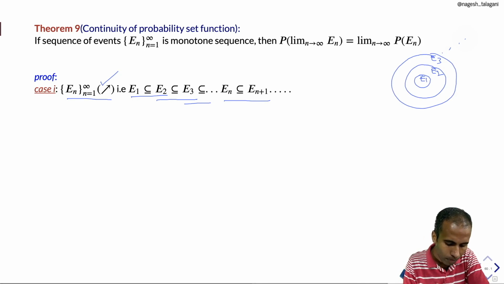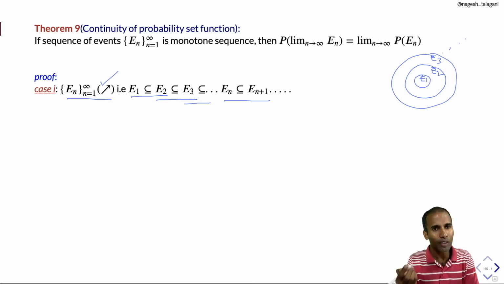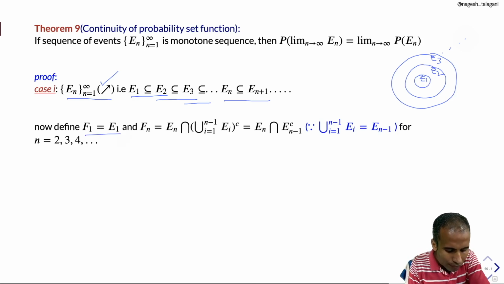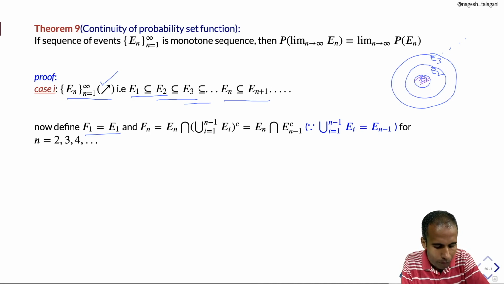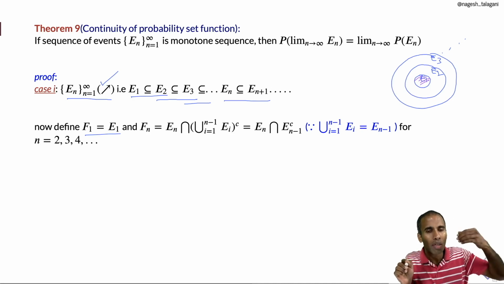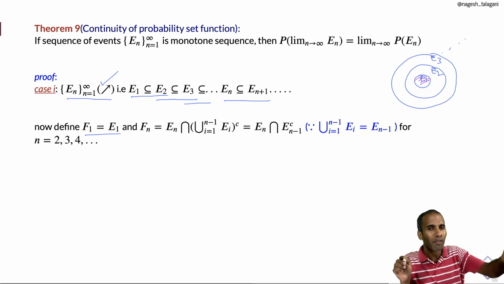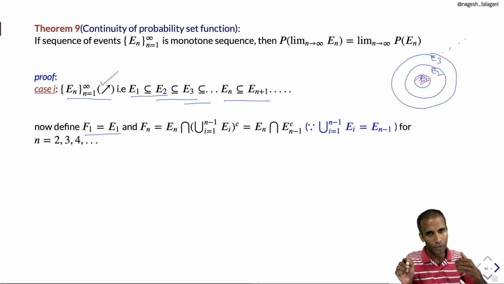Now let us define a new sequence of events out of this sequence. First, F1 is the same as E1, so this is F1. Next, Fn is defined as En intersection with the complement of the union of Ei, i equal to 1 to n minus 1. Simple. We just take outcomes of En which are not covered by the previous Eis from 1 to n minus 1. Those are collected in Fn.